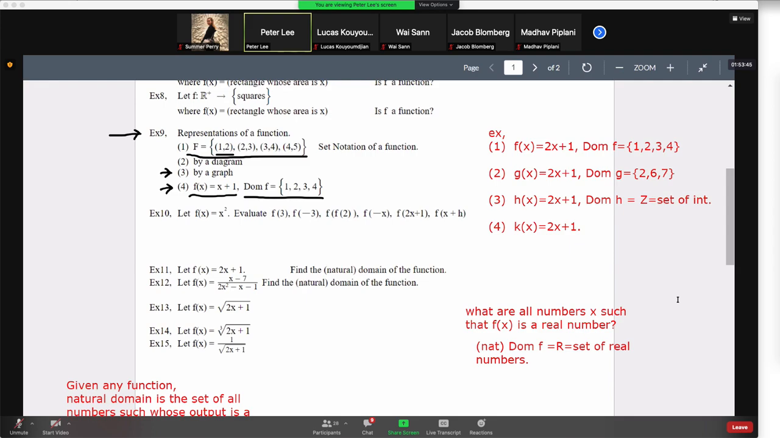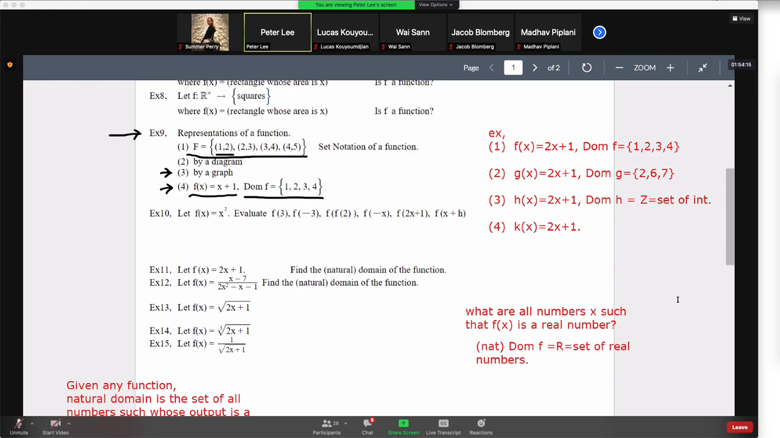Now let's look at number 2. The rule is g of x equals 2x plus 1. It's essentially the same as f. But in number 2, dom g is the set containing 2, 6, 7. That means in this case, we only allow x to be 2 and 6 and 7. So it's almost the same function, but we have a different domain. So is that a different function? Yeah, that is a different function, although the rule is exactly the same.